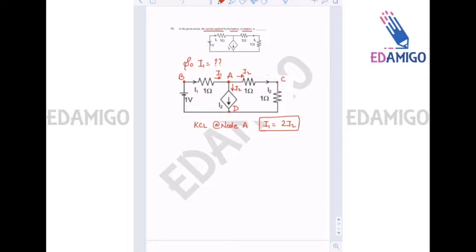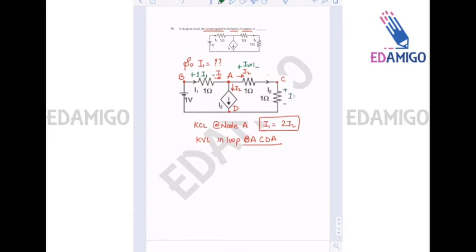Okay, so we will apply KVL in loop BACDA. Since the current is flowing from left to right, the voltage drop will be from left to right: the value of resistance, that is 1, multiplied by the current I1. Similarly, for the 1 ohm resistance also, the voltage drop will be plus at the left, minus at the right. So it is I2 multiplied by 1.